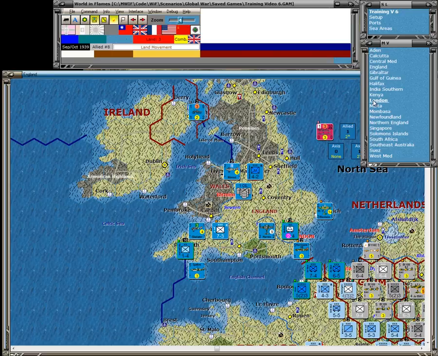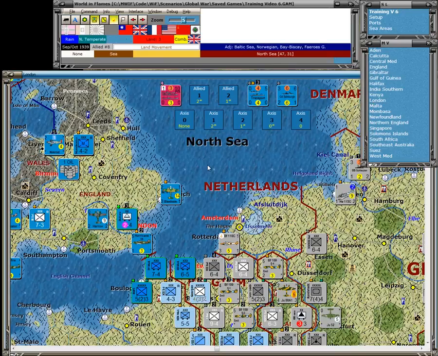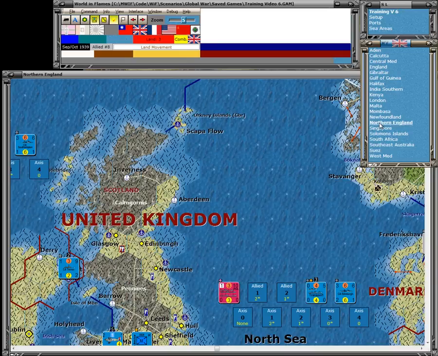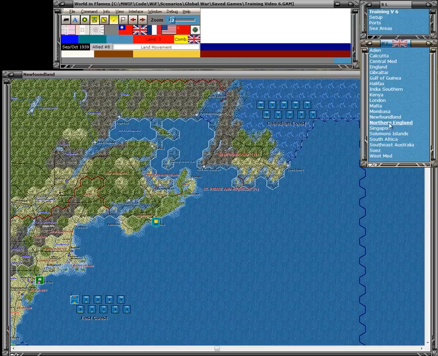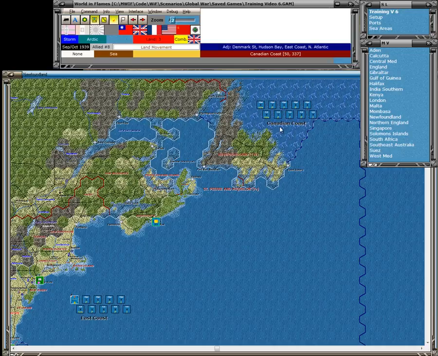If I click on the London button, this has a different zoom level. We're back up to 5. It still has the weather overlays on, but now it's centering somewhere around Amsterdam. If we go to northern England, this is bringing up Scapa Flow and Scotland, and also letting us look at the North Sea. We can jump over to Newfoundland, and here the zoom level has gone all the way out to 2, and this is primarily useful for seeing the units in the Canadian coast and also in the East Coast.